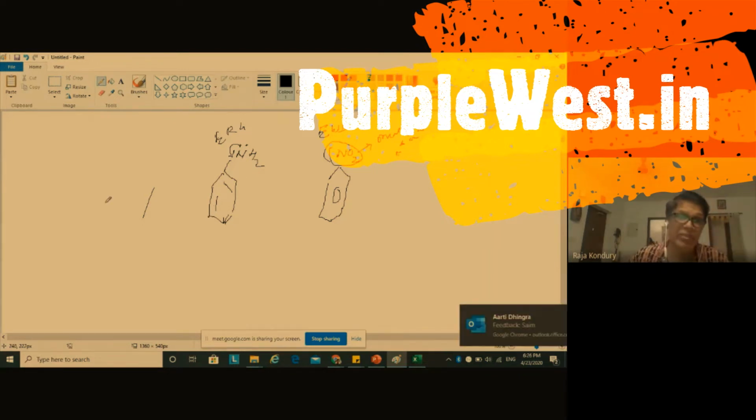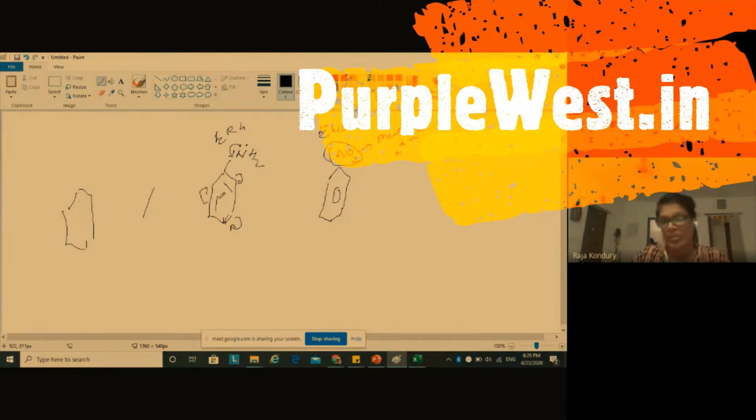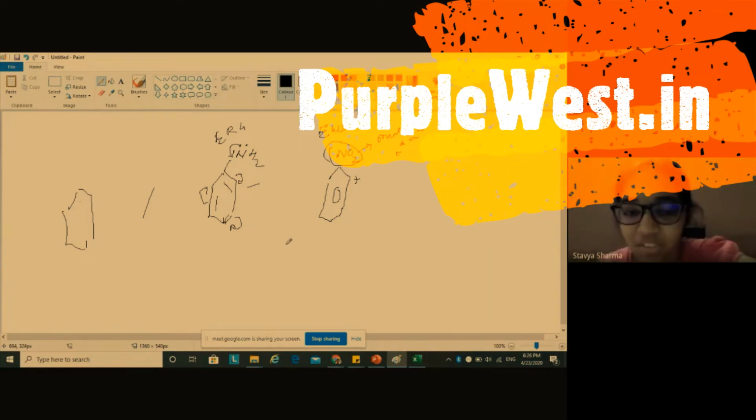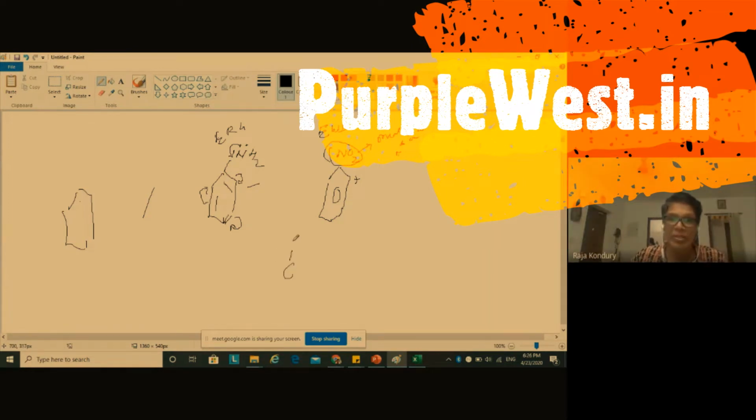As a result of this, it will create a lot of structures. Electrons will move from here to here, and next time they'll move from here to here, and the third time they will move from here to here. So this causes either electron rich sites or electron deficient sites on the benzene ring. And the same goes for the inductive effect.